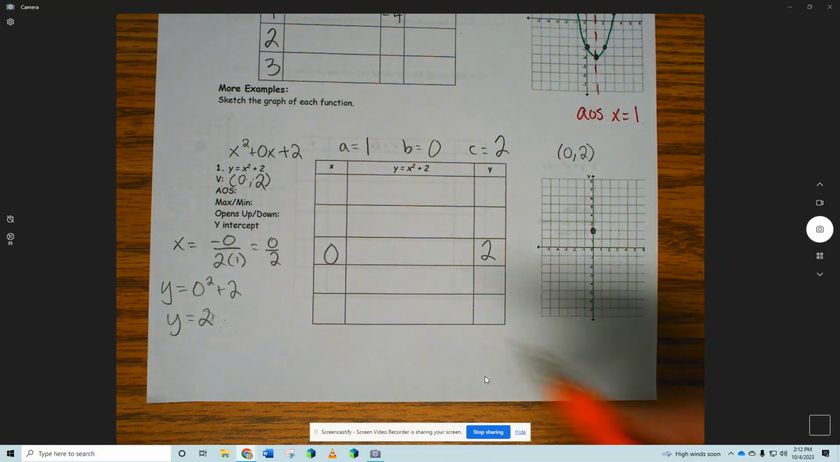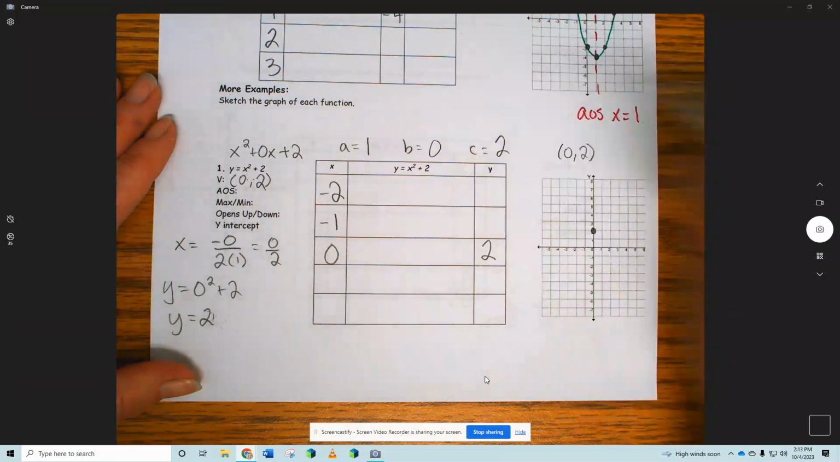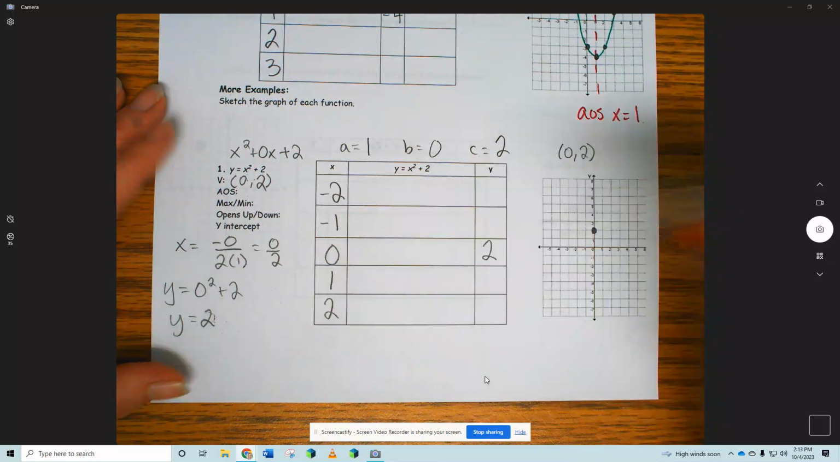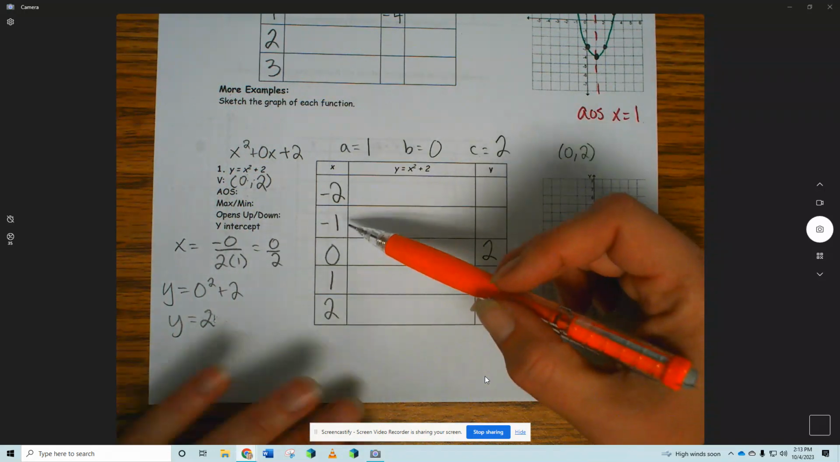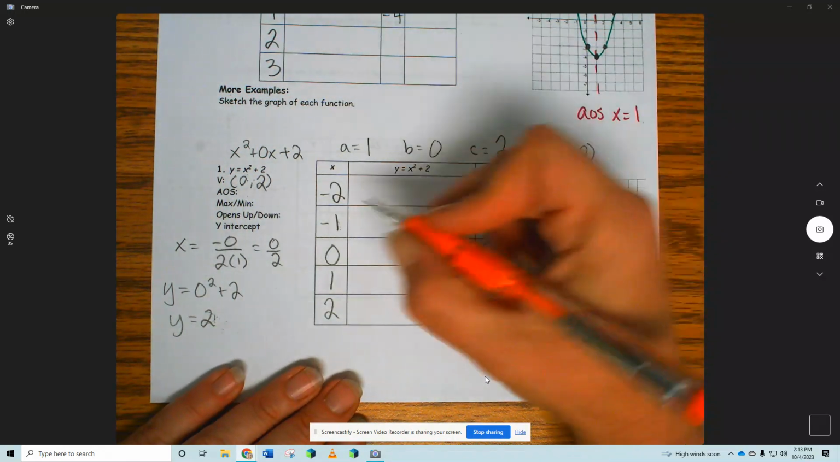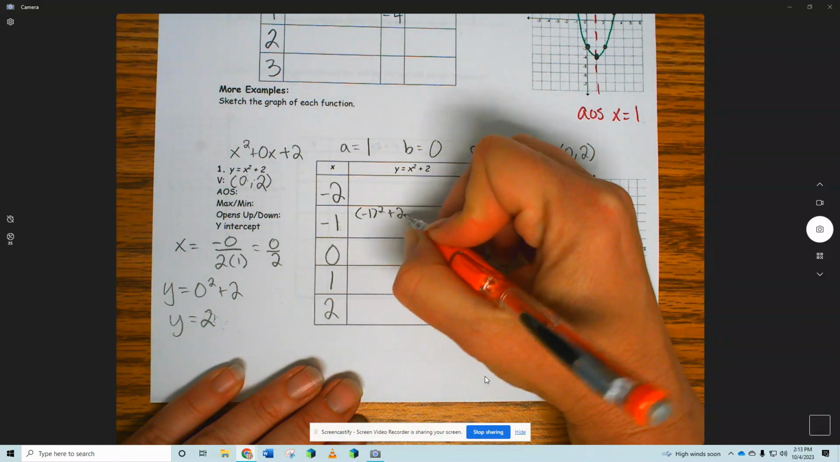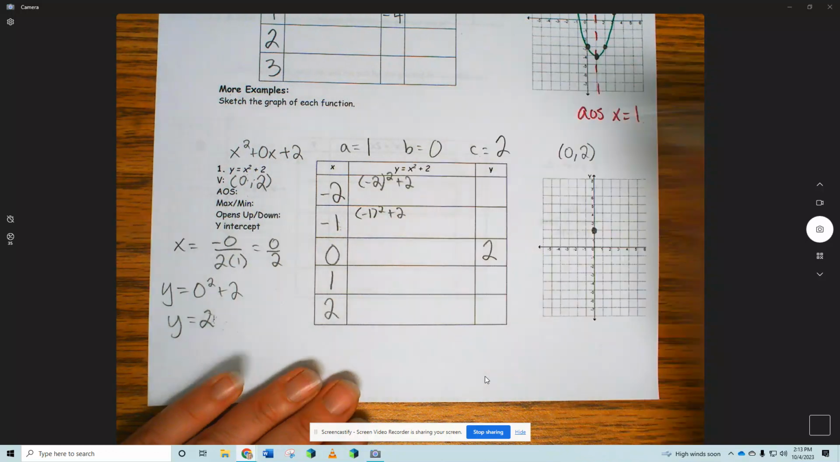Give me 2 numbers less than it. Less than 0: -1, -2. Give me 2 numbers bigger than it: 1 and 2. Are we going to graph all 5 points in the table values, like do the math? No, we're not. Let's practice doing -1 squared plus 2. Let's do -2 squared plus 2.